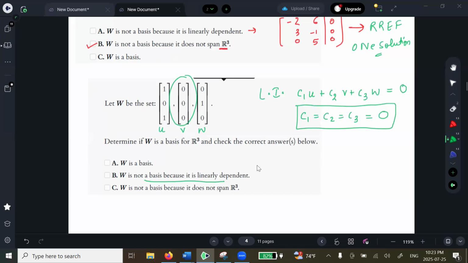As soon as they put a 0 vector right there in the set, immediately know, don't waste any time, they're linearly dependent, because you can pick any constant for the 0 vector and it will work, right? Linearly dependent cannot be a basis. Good, that's the basis test.